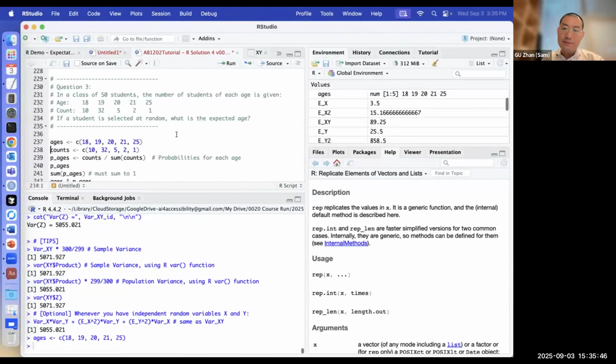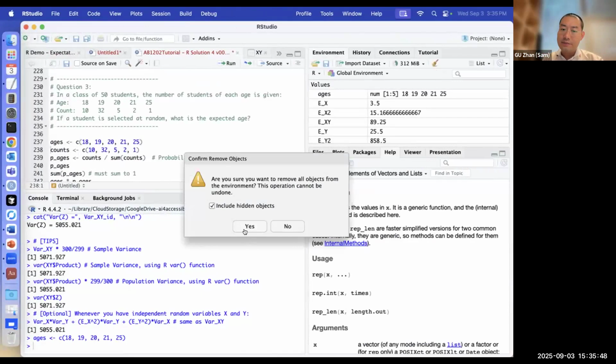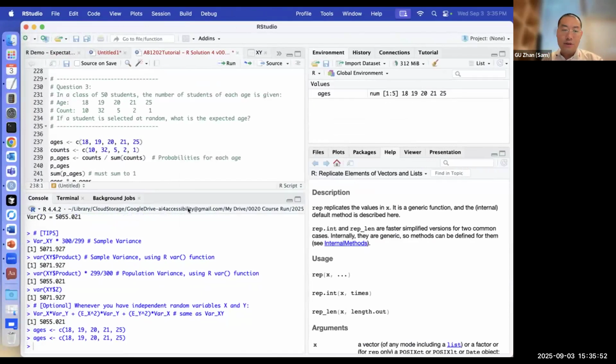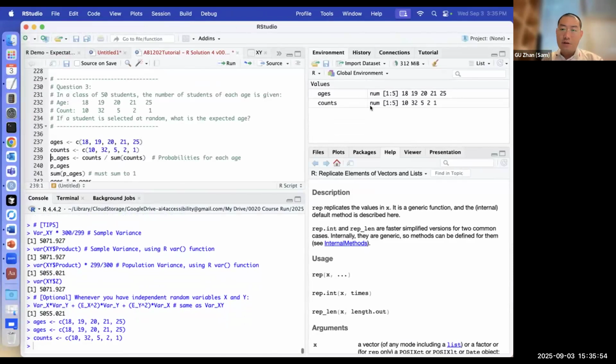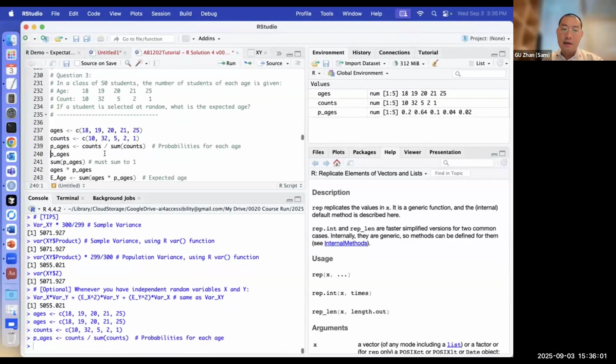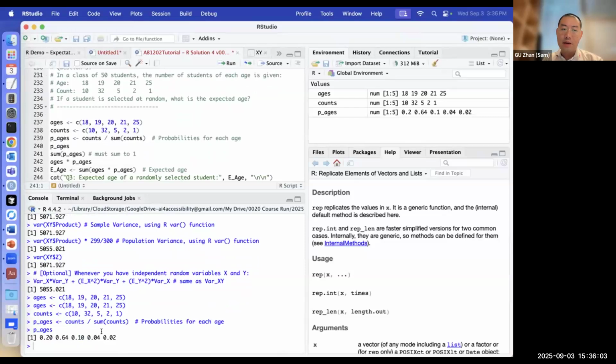So create an age vector. So click everything. You have an age vector. So age of 5 numbers shown here. You have counts, how many individuals are there. So the probability is the counts divided by the sum of the counts. So these are the probability.